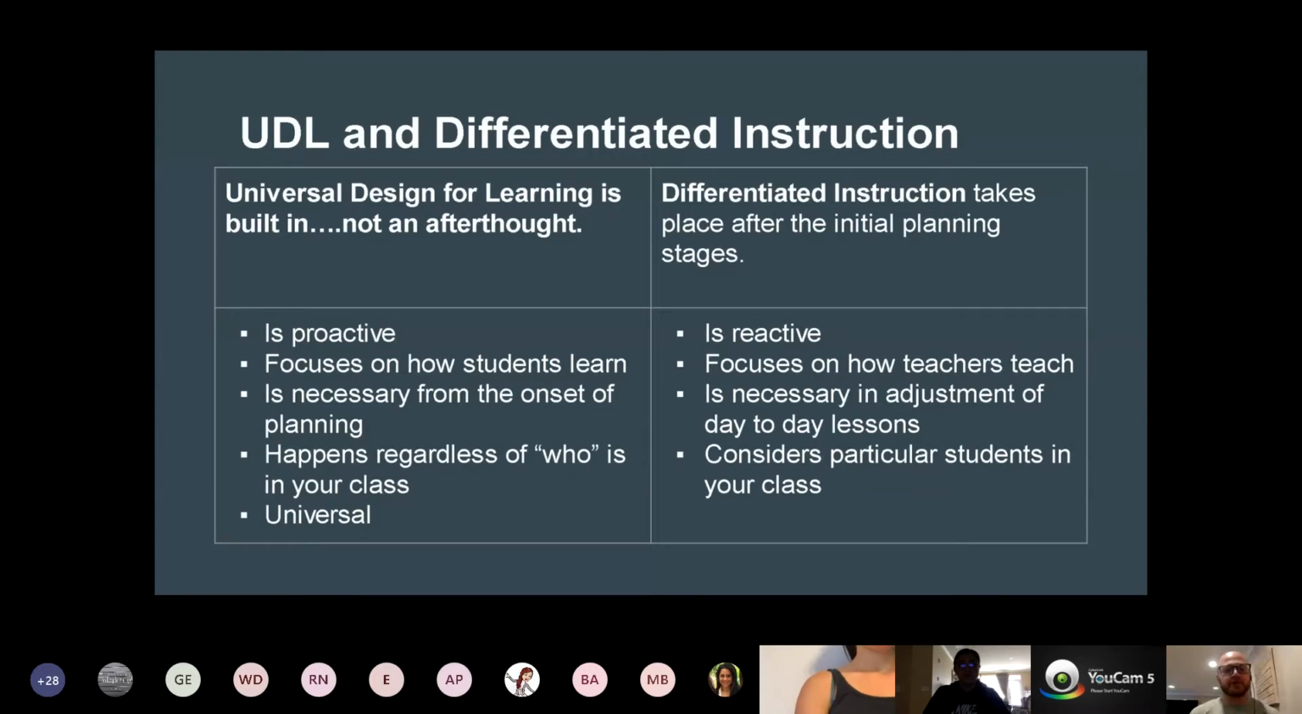Again, UDL is necessary from the onset of planning, so pre-planning, not post your lesson, as differentiation would be. UDL happens regardless of who is in your class, so no matter what, we know that the brain reacts in this way, and that's how we're going to plan our lessons. Differentiation, we're going to change the way we teach based on the way certain students performed, right? We're going to give them another strategy, possibly. I'm going to have my co-teacher deliver to these in a small group because maybe they'll respond better, things like that. So these are just some of the differences between the two terms.